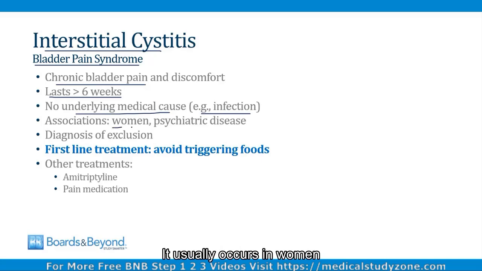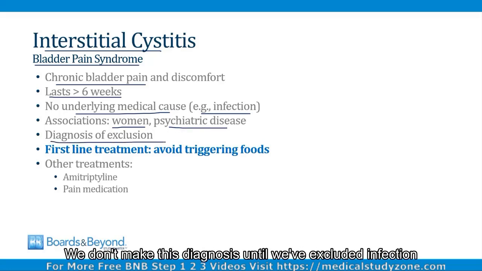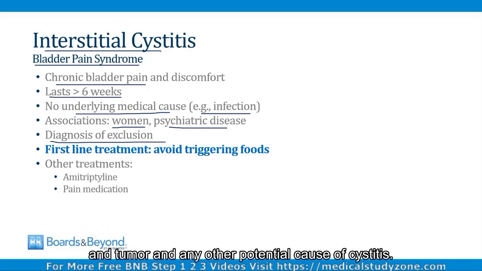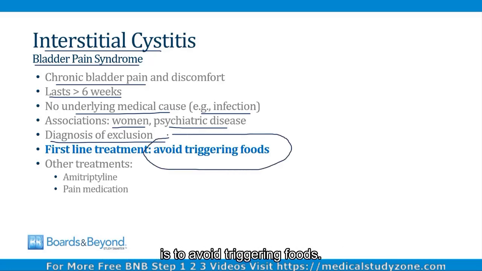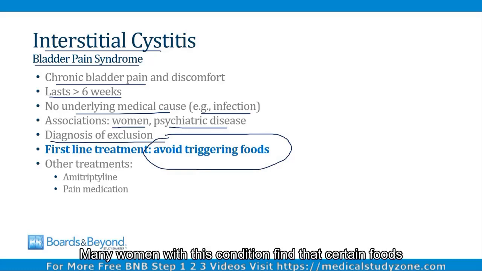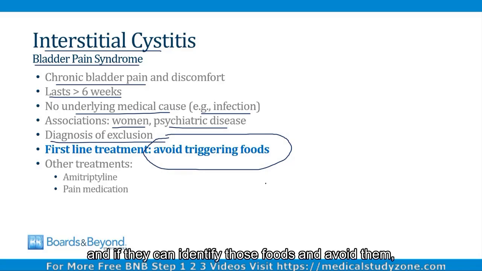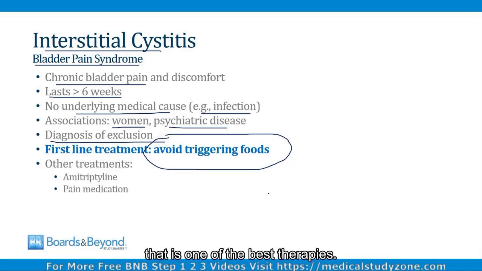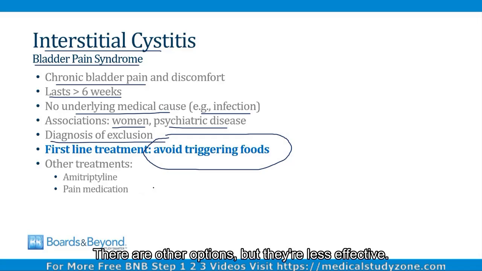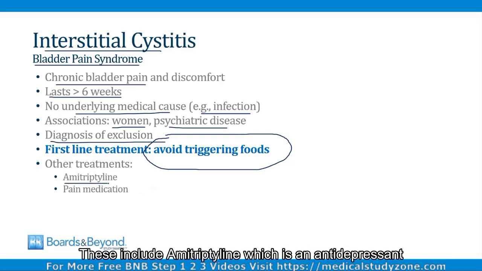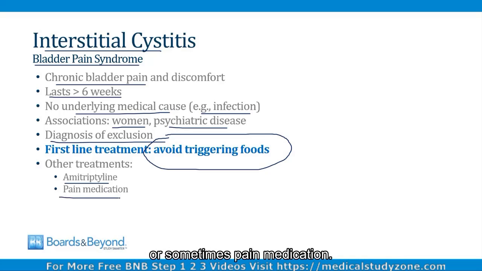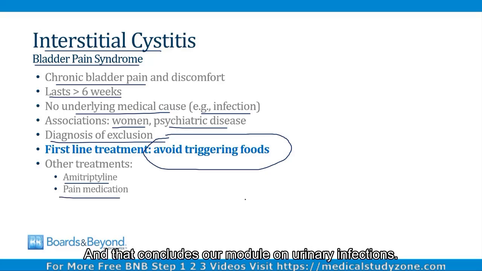It usually occurs in women, and it's common in women who also have concomitant psychiatric disease. And it's a diagnosis of exclusion. We don't make this diagnosis until we've excluded infection and tumor and any other potential cause of cystitis. The first-line treatment, and it's super high yield to know this for your boards, is to avoid triggering foods. Many women with this condition find that certain foods trigger their symptoms, and if they can identify those foods and avoid them, that is one of the best therapies. There are other options, but they're less effective. These include amitriptyline, which is an antidepressant, or sometimes pain medication. And that concludes our module on urinary infections.